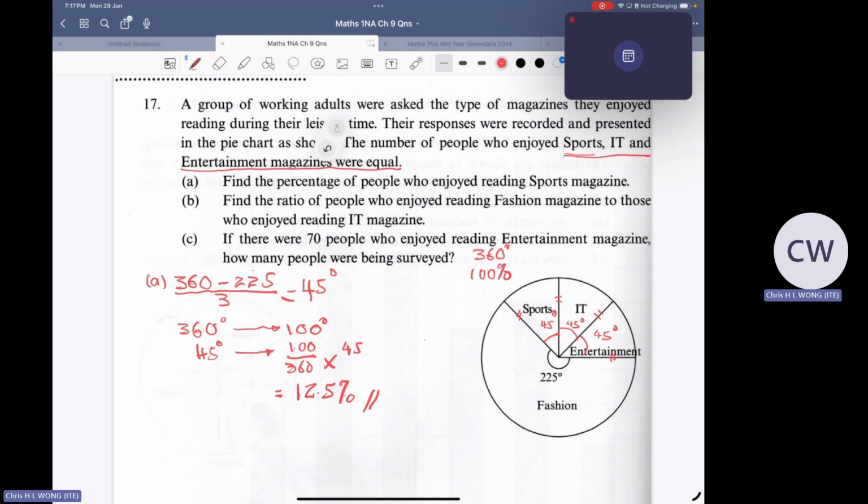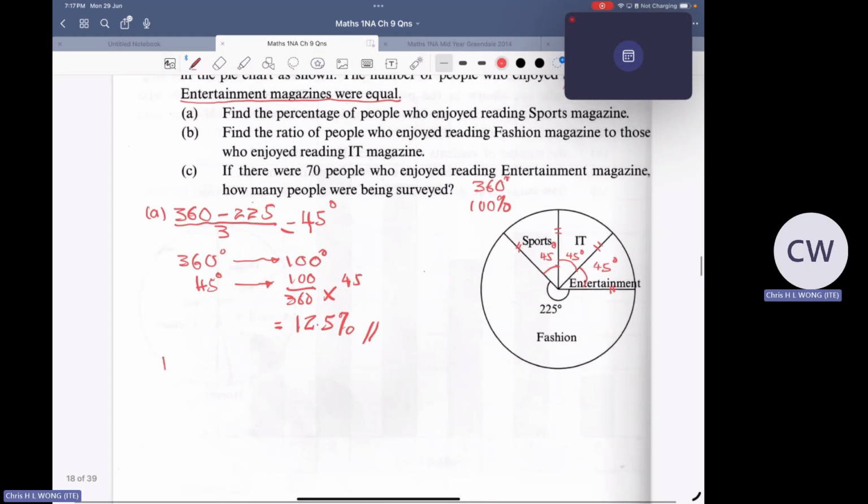Yeah. So I have fashion 2 to 5. I have IT 45. Just form a ratio. But the thing is, which one comes first? Reading fashion compared to IT. So fashion must come first. So B. Fashion must come first. Fashion is 2 to 5 degrees. IT is 45.